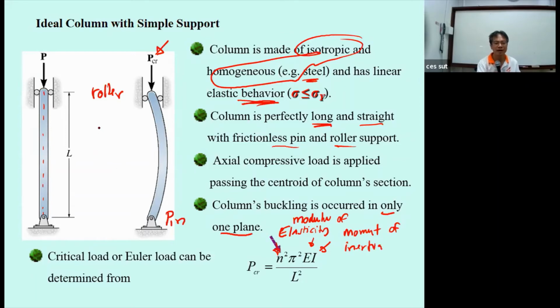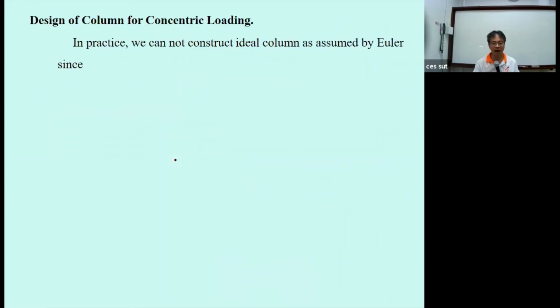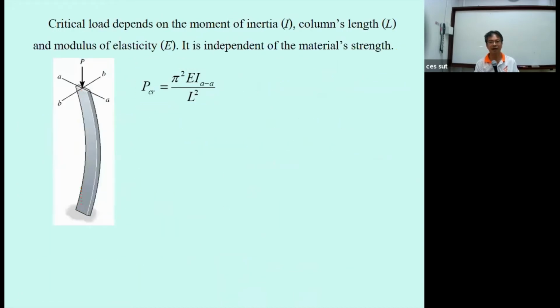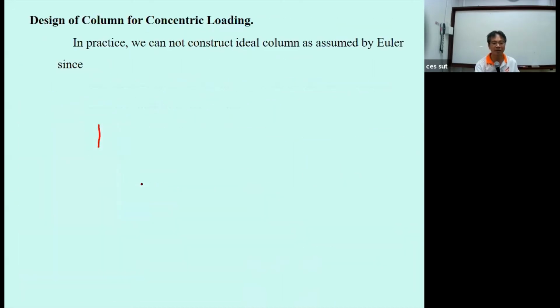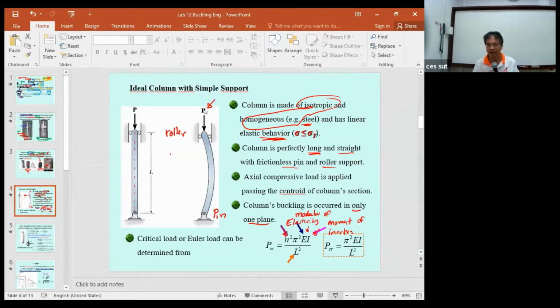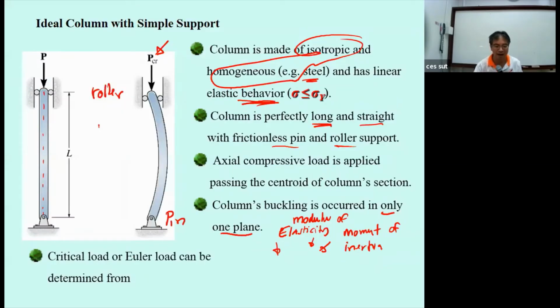For example, if this one has a rectangular section, a rectangular section is going to have this kind of section. And the I of the section can be separated into two I.